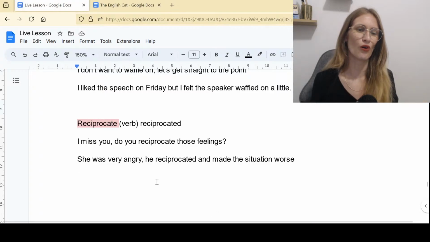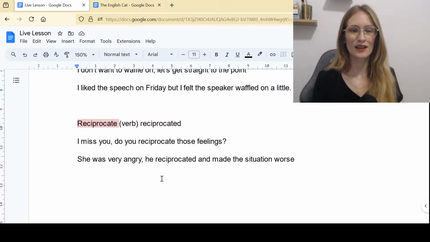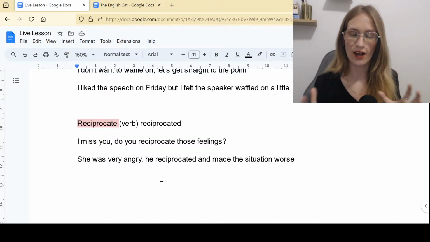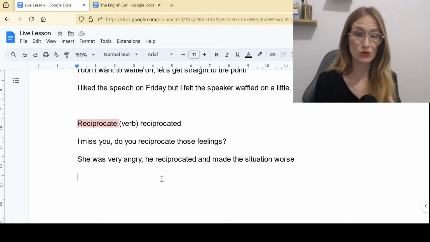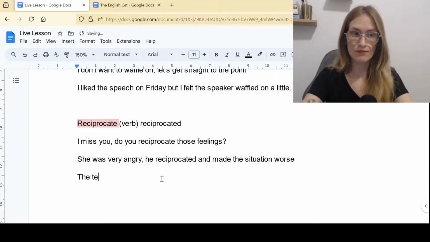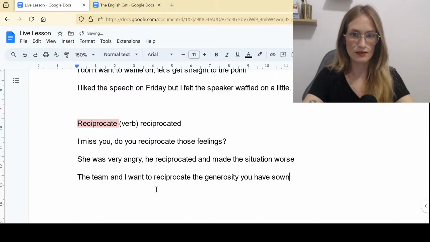What about a more useful example? Let's say you work in an office and your boss has been very kind to you over the year and you got your bonus at the end of the year. You feel very happy to be there. You might say, the team and I want to reciprocate the generosity you have shown us.